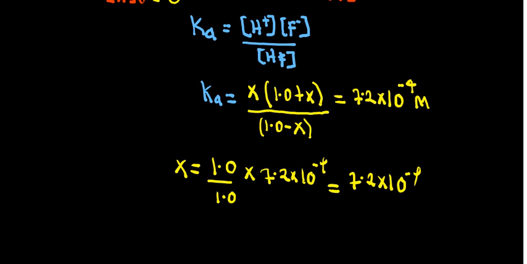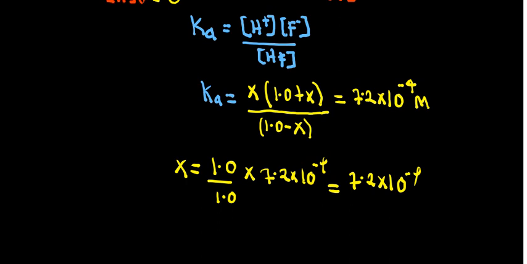All right? So now, what does this tell us? It tells us that when you come to find out the value of x, the value of x simply turns out to be 7.2 times 10 to the power negative 4, because we're saying that the value of x at this point is negligible. So we don't have to use the quadratic equation and all. So therefore, this just becomes 1.0 divide 1.0 times 7.2 times 10 to the power negative 4. So this simply becomes the value of x.